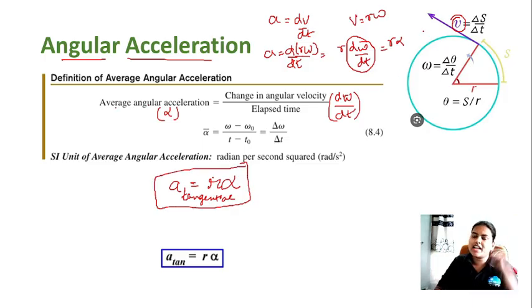Two accelerations act in circular motion. One is towards the center, which we call centripetal acceleration. But I am not talking about this. I am talking about the tangential acceleration, which is a_t.